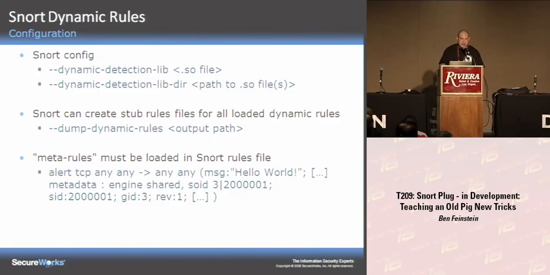Snort has this new command line option called dump-dynamic-rules. All these dynamic rules require stubbed or dummy rules, meta rules, to be in the rules files. So this will actually dump all that information out for you in a nice format. You can throw it into a rules file. So below, I've got an example of just a real basic hello world rule. It's using this new keyword called metadata, engine shared. You link it up with your SID, which in this case is 2,000,001, and you've got a generator ID of 3. Just 3 is the generator ID that's assigned to dynamic rules. So that's just a very basic stubbed out meta rule that you would see spit out by Snort.